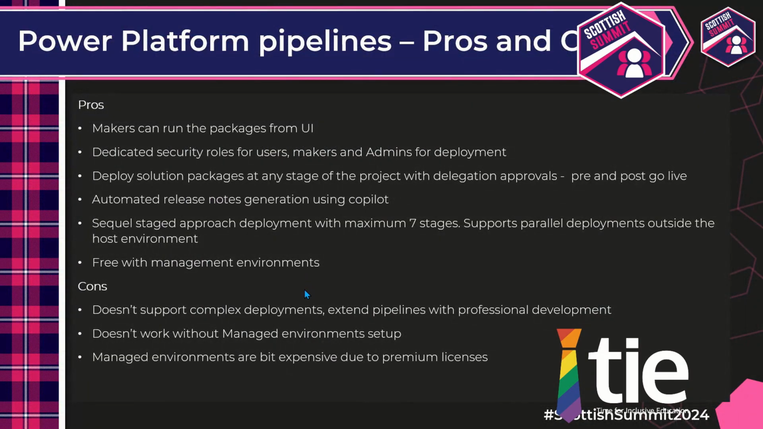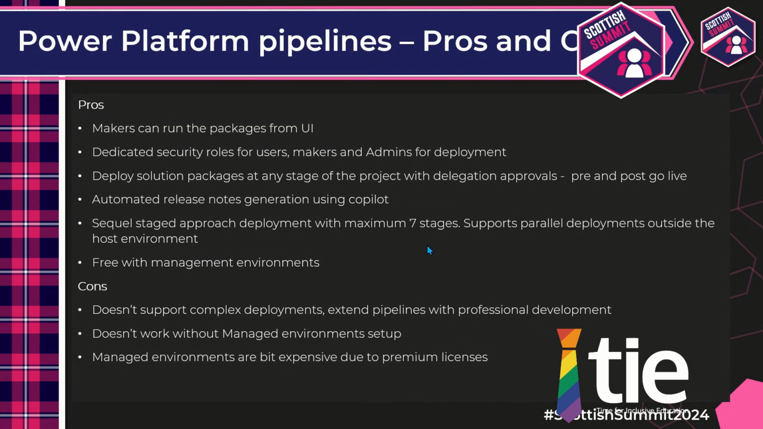Then automated release notes. So using Copilot, I couldn't show today because of the regional, but it is available. Manually, we have done. And the staged approach, as I said, we can do for test, for UAT, and for prod in several deployment stages in a sequence. And by doing that, we don't have to wait for each environment to get the latest update. And we can do a maximum of 7 stages in a sequence.